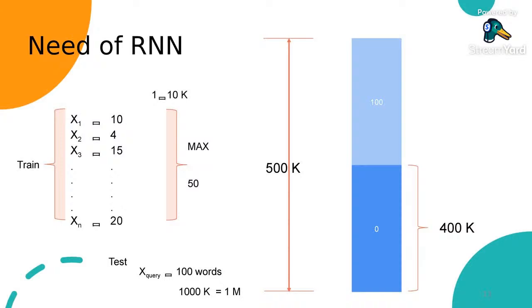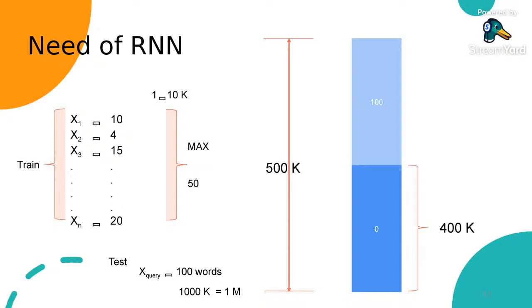Now if I go for the first one, x1, where we have a count of 10, then 10 into 10k would be 100k, so it would be occupying 100k. But what about the other 400k in the input? That is actually a zero pad, so we need to pad zeros. Now, what it gives you, the first problem, is that you require a large network.